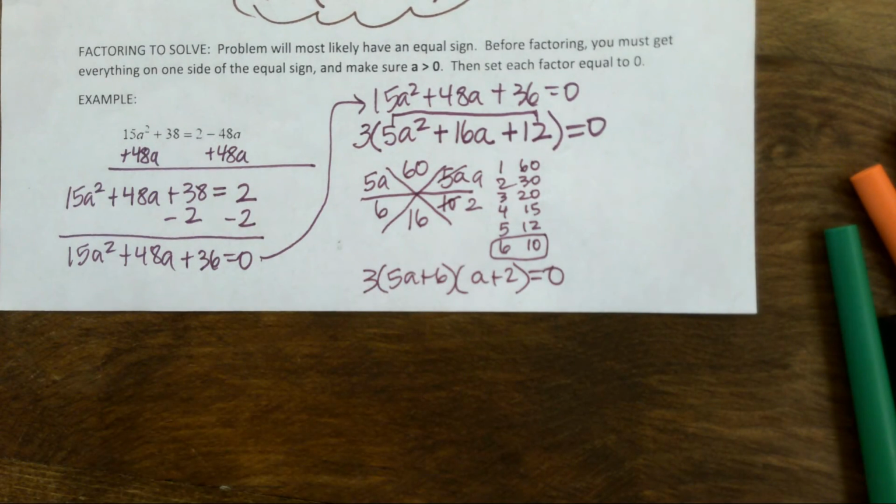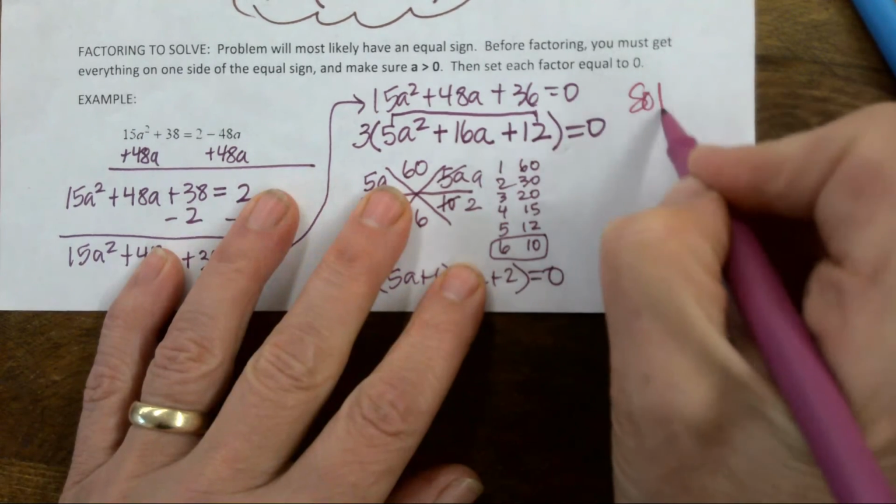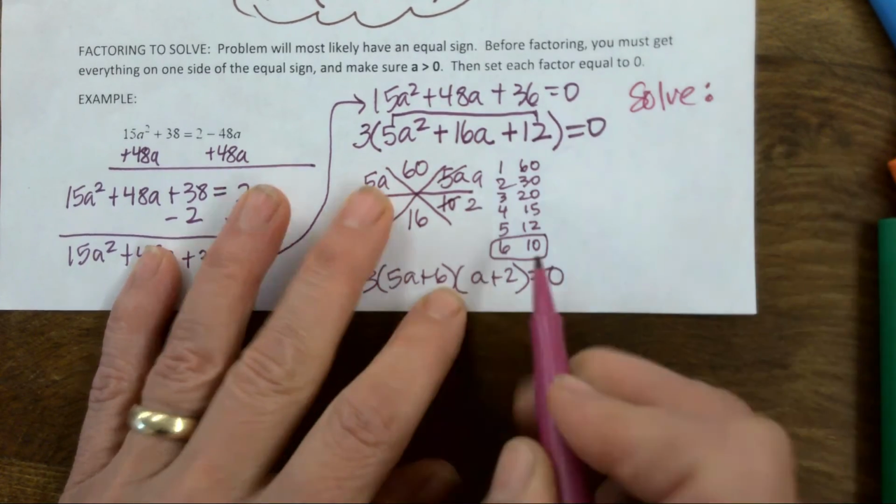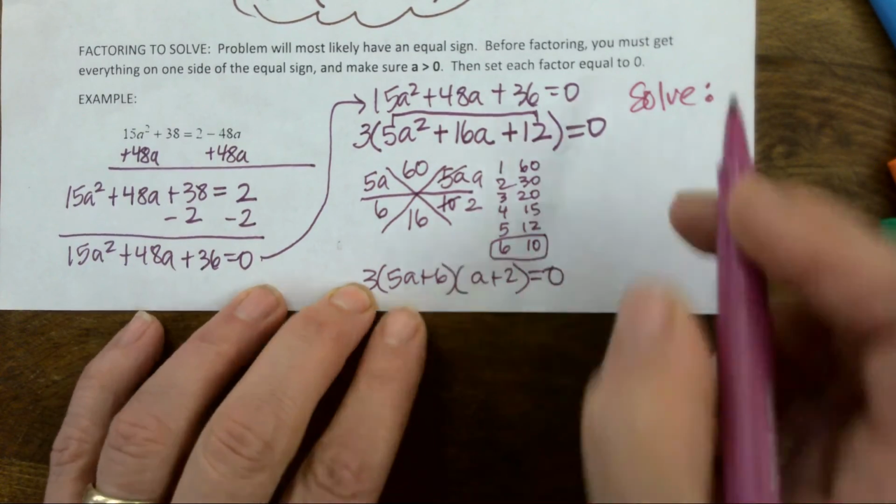That equals 0 in there tells me that I need to go on and do a little bit more. I need to actually solve. So here is the final solve step. I take each of these factors and set them equal to 0.